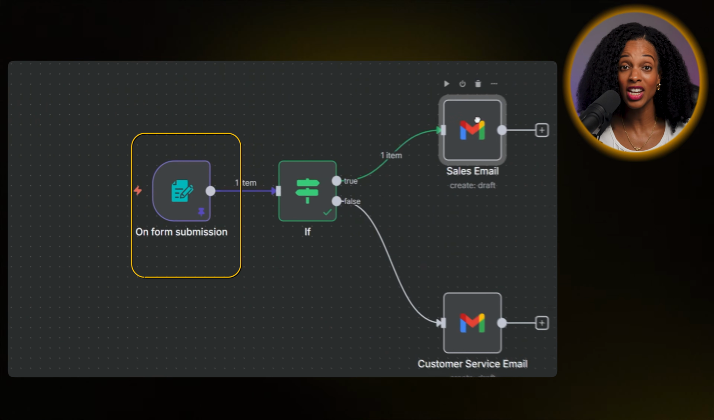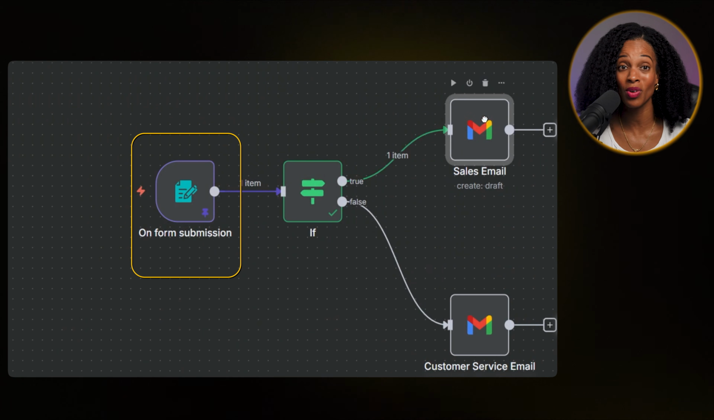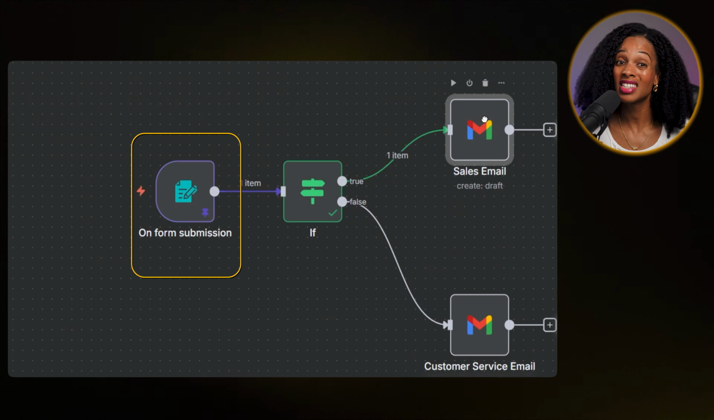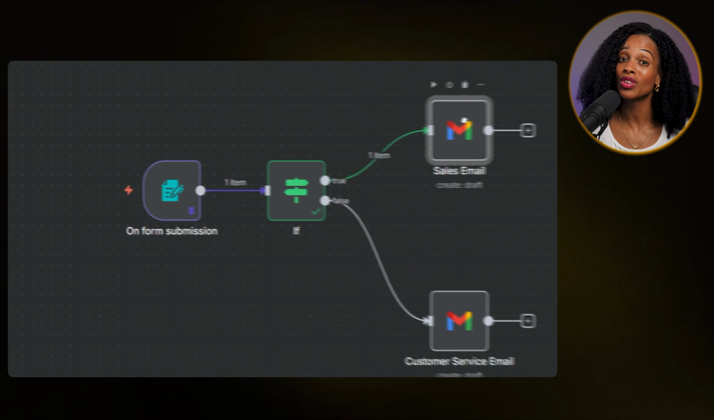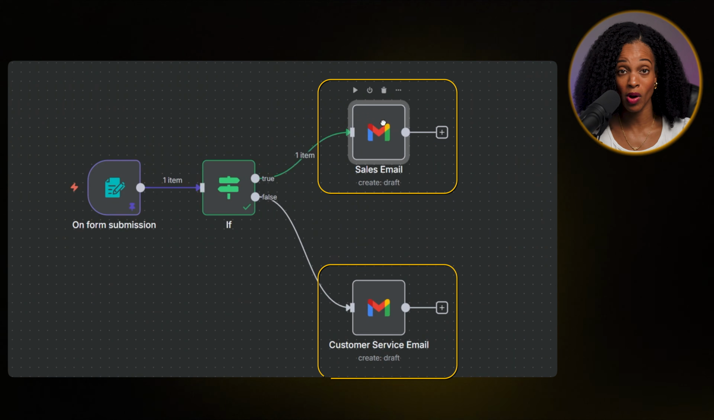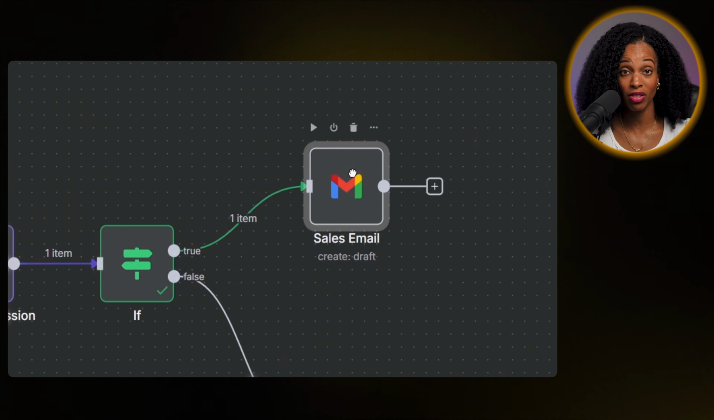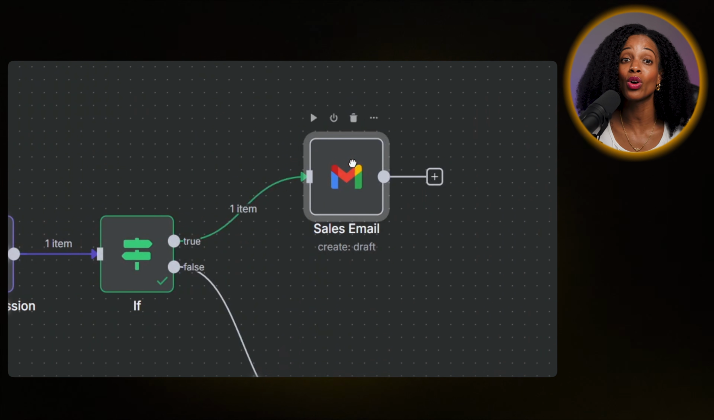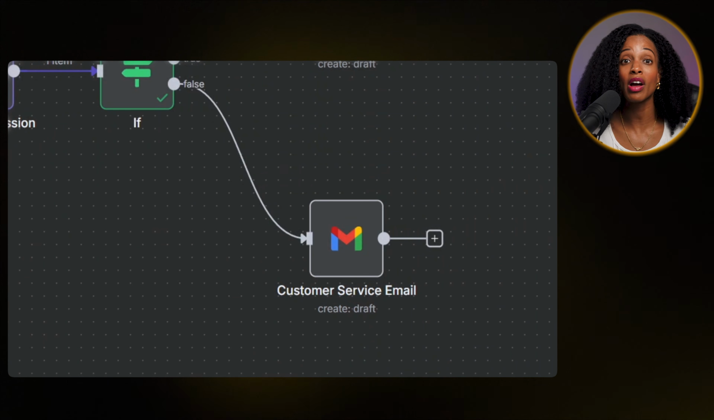So as you can see here, anytime a form is filled out by a customer, this is what's going to start the workflow. This is the trigger. Now this next step is going to check to see if the form is equal to a certain value, either a sales request or a customer service request. If the request type is a sales request, it's going to the sales team path. If it's a customer service request, it'll go to the customer service path. That's it. Simple, predictable, reliable.